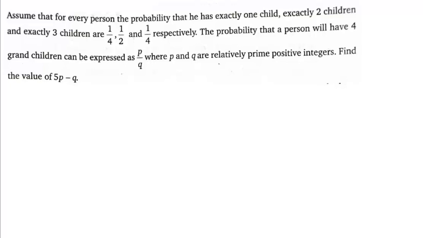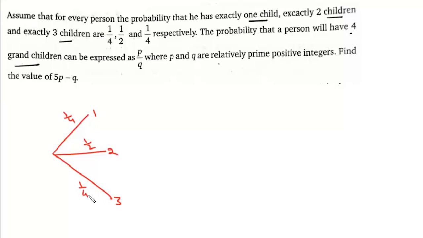Now here the question is, assume that for every person the probability that he has exactly one child, two children and exactly three children are 1 by 4, 1 by 2 and 1 by 4. The probability that a person will have 4 grandchildren can be expressed as P upon Q. Then find the value of 5P minus Q. Now this person can have either one child or two children or three children. Now if it is one child, probability is 1 by 4. For two children it is 1 by 2, and for three children it is 1 by 4.